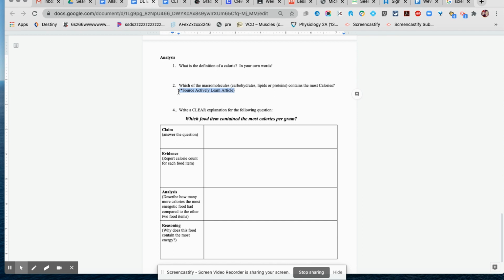And then after you've completed those 2 questions, it's clear time, right? Here's your question. Which food item contained the most calories per gram? Name the food, tell me the calories for each food, quantify the difference between how many calories, and then lastly, why. Why does that food have the most, right? Again, you need that article as background for knowing why that food should have the most energy. Okay? And that is all. Once you've completed those pages, you can submit and upload your finished doc.